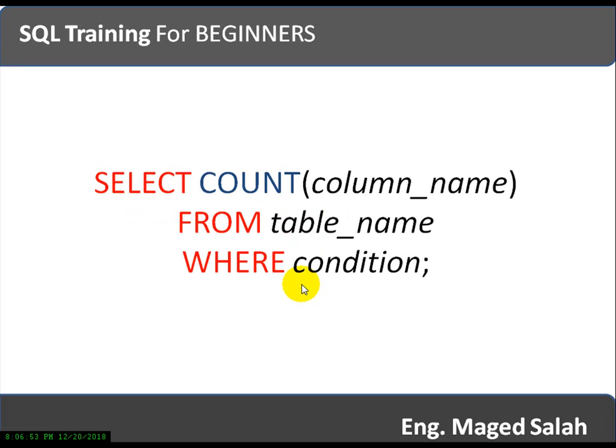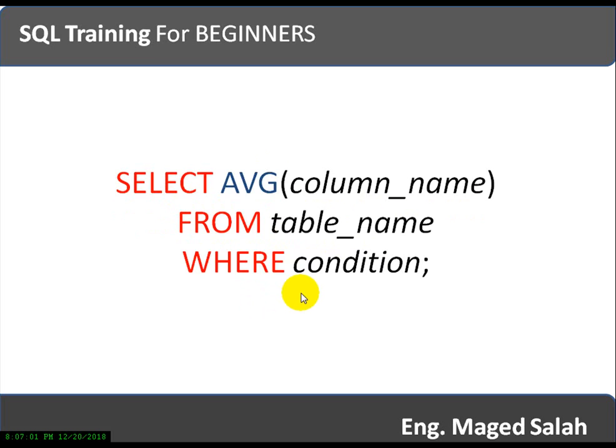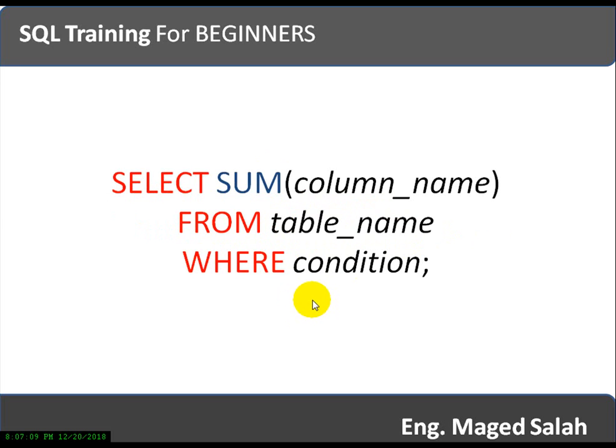Count syntax: SELECT COUNT(column name) FROM table name WHERE condition. Average syntax: SELECT AVG(column name) FROM table name WHERE condition. Sum or summation syntax: SELECT SUM(column name) FROM table name WHERE condition.